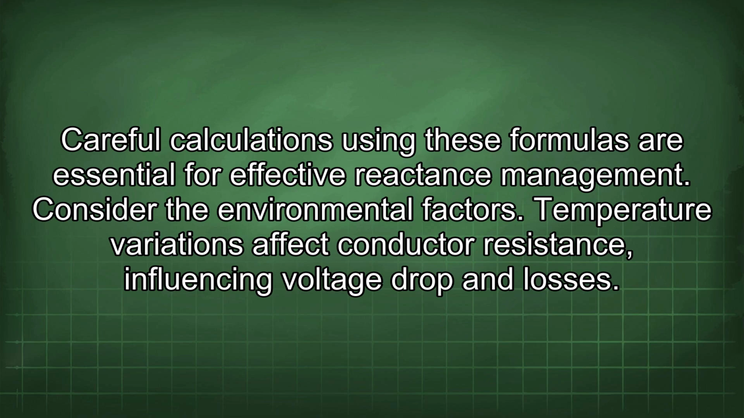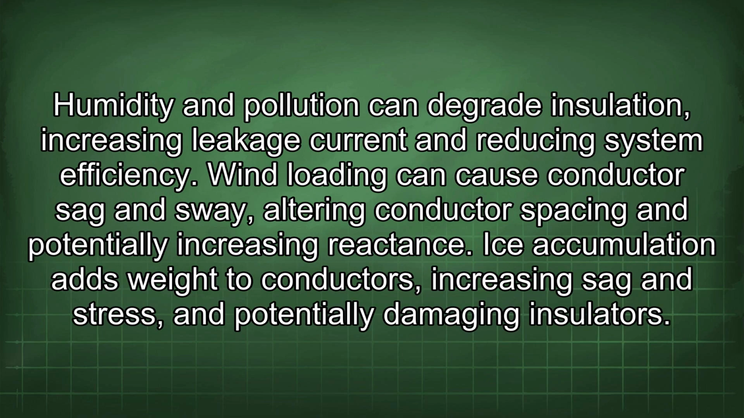Consider the environmental factors. Temperature variations affect conductor resistance, influencing voltage drop and losses. Humidity and pollution can degrade insulation, increasing leakage current and reducing system efficiency. Wind loading can cause conductor sag and sway, altering conductor spacing and potentially increasing reactance. Ice accumulation adds weight to conductors, increasing sag and stress, and potentially damaging insulators.